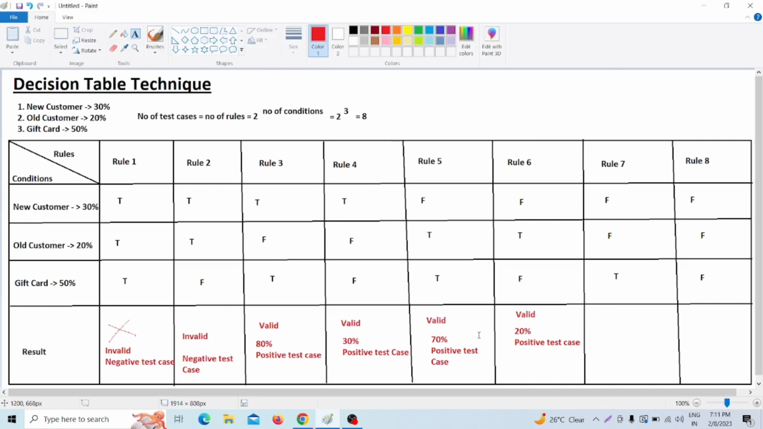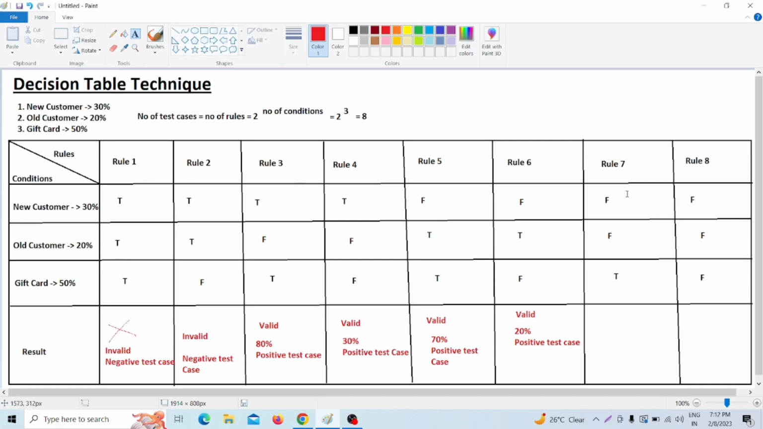Okay, now coming to rule number 7. So I am the new customer, false. I am the old customer, false. Gift card, yes. But the thing is that if I am not the new customer and not the old customer, then how can I apply the gift card? There is no necessity for that gift card, because I am not any type of customer in that company.